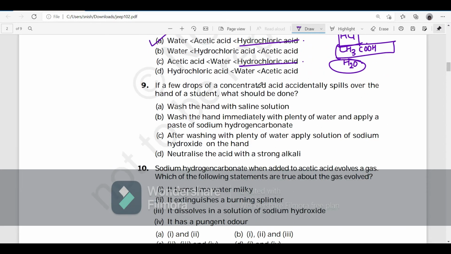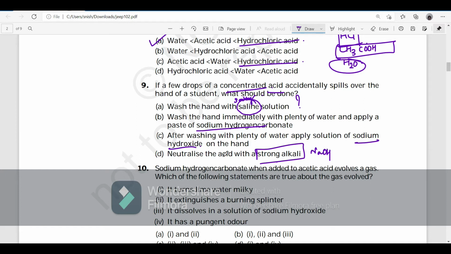If a few drops of a concentrated acid accidentally spill over the hand of a student, what should be done? Wash the hand with a saline solution. Saline is basically neutral. It's a salty solution. Or wash the hand immediately with plenty of water and apply a paste of sodium hydrogen carbonate. Or, after washing with plenty of water, apply sodium hydroxide on your hand and neutralize the acid with a strong alkali. Strong alkali in the sense you can assume it to be NaOH or KOH or anything as such.